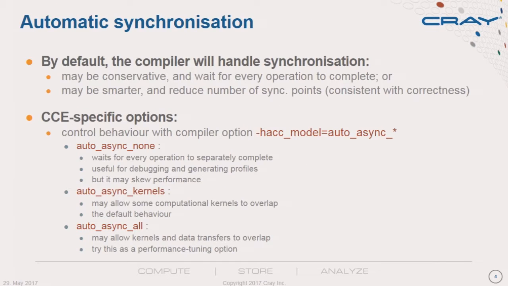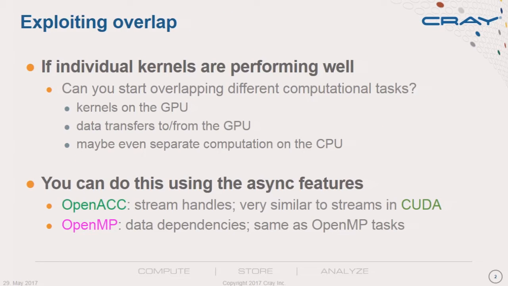At the end, if kernels perform well, you maybe can get some improvement by overlapping different computational tasks, or maybe computations with data movements and so on. There are different names for that. In OpenACC, it's called streams. With OpenMP, we say we do data dependency.